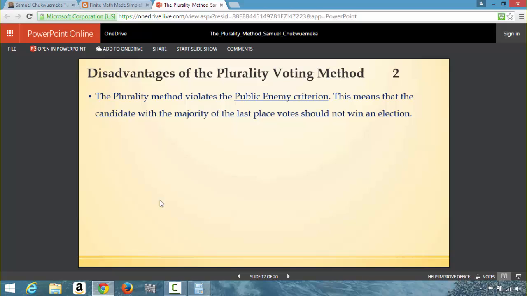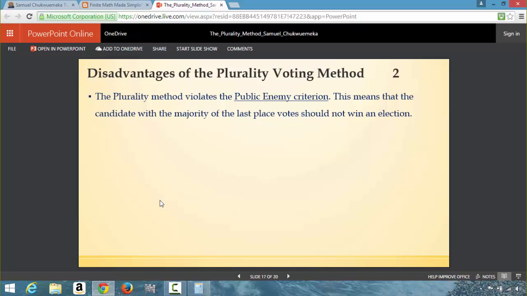Now, the plurality method violates the public enemy criterion. We shall still come to this as we discuss this further. What do we mean by public enemy criterion?